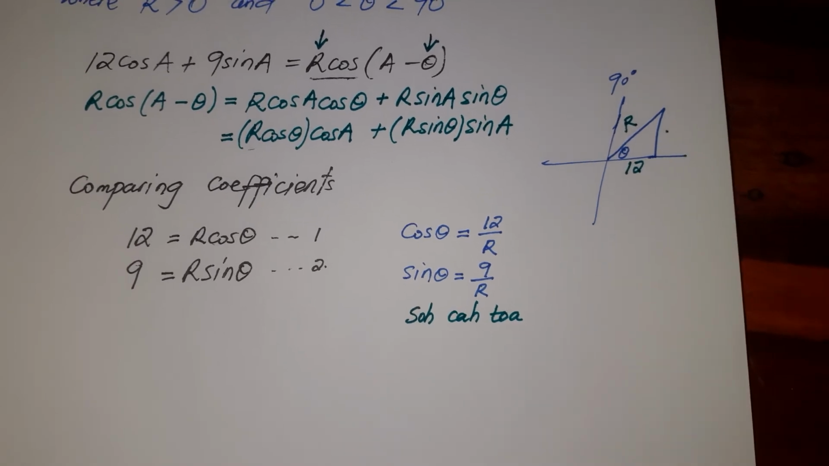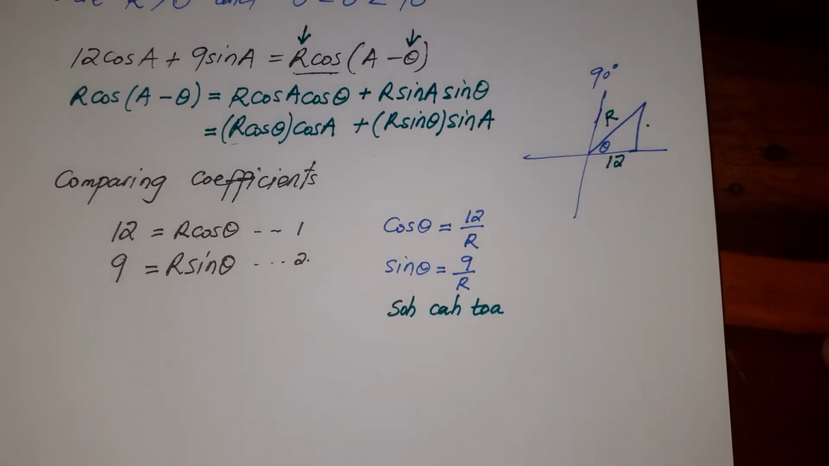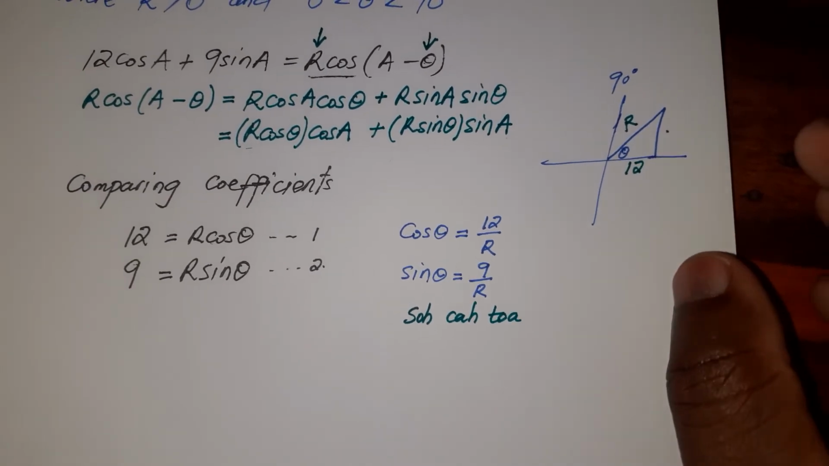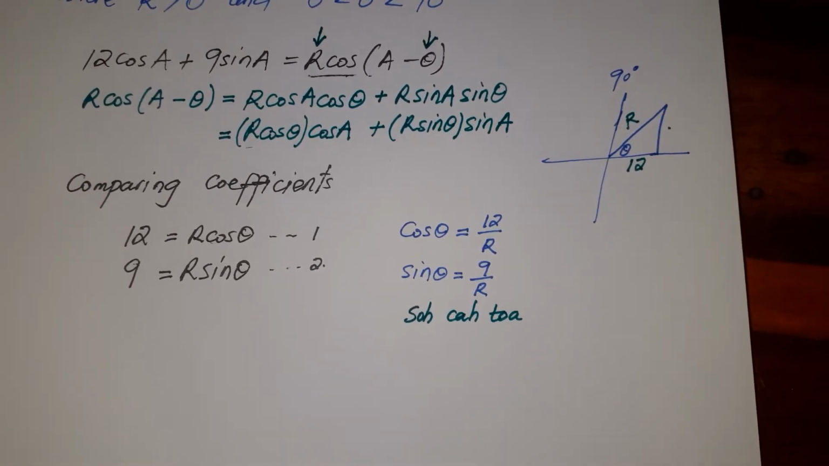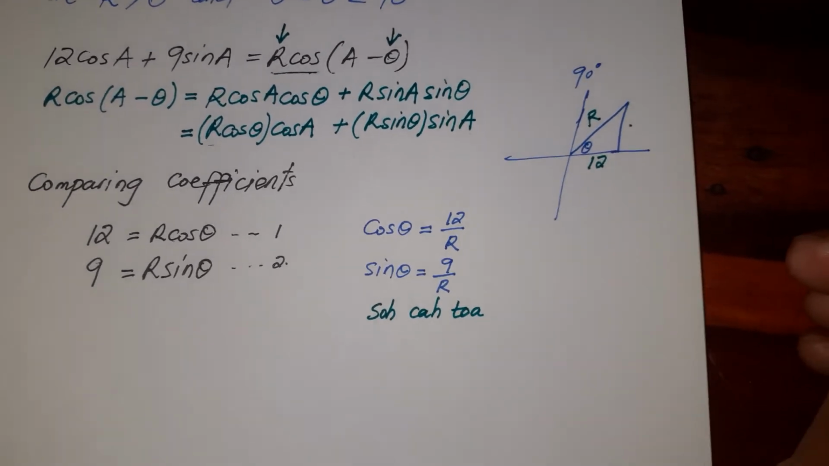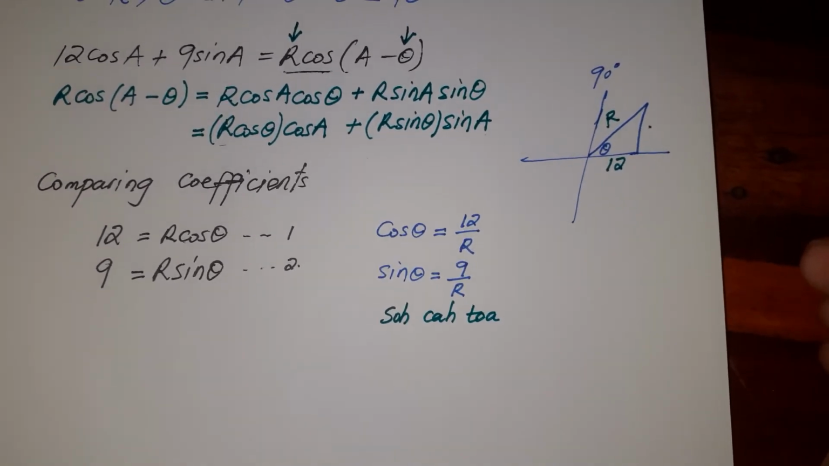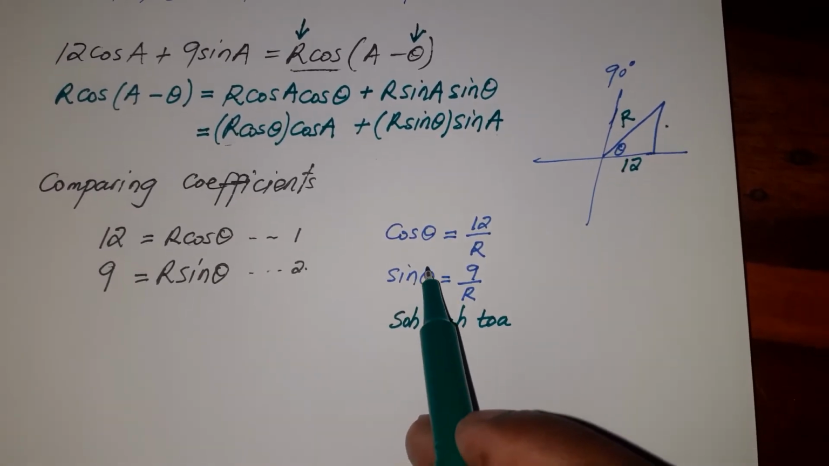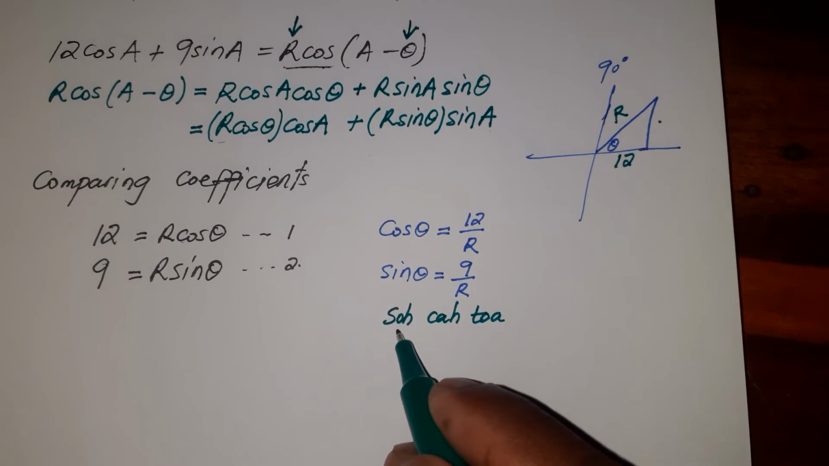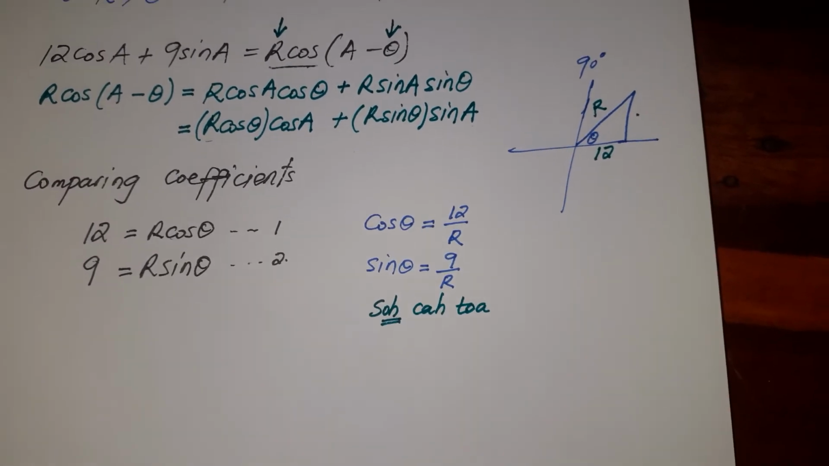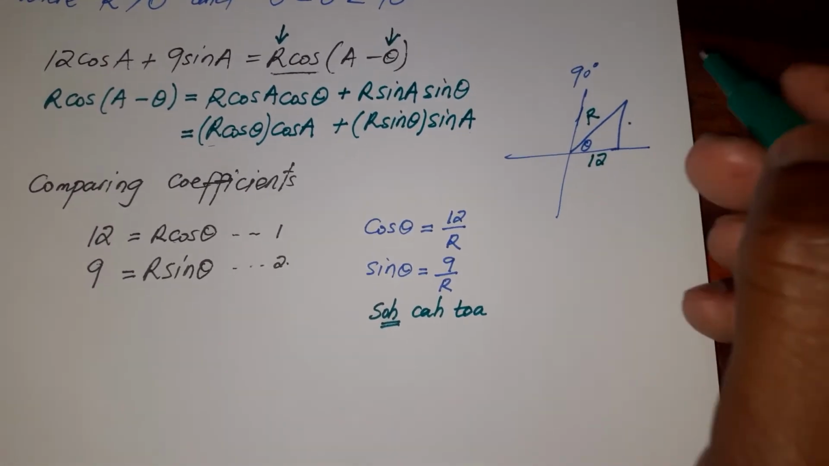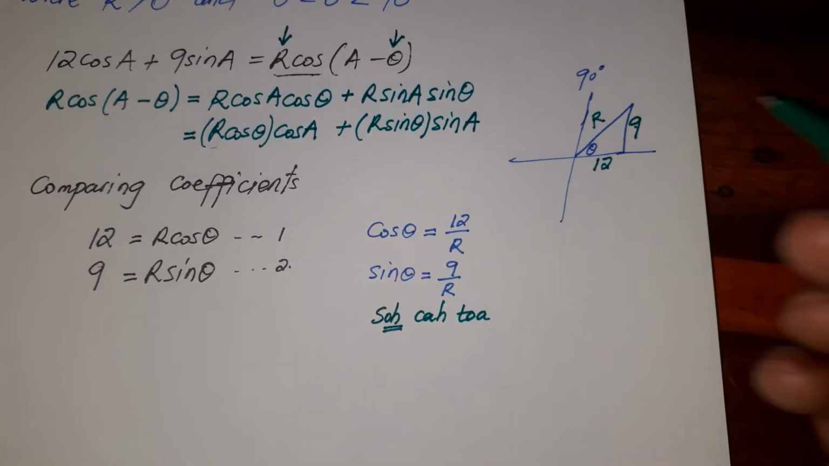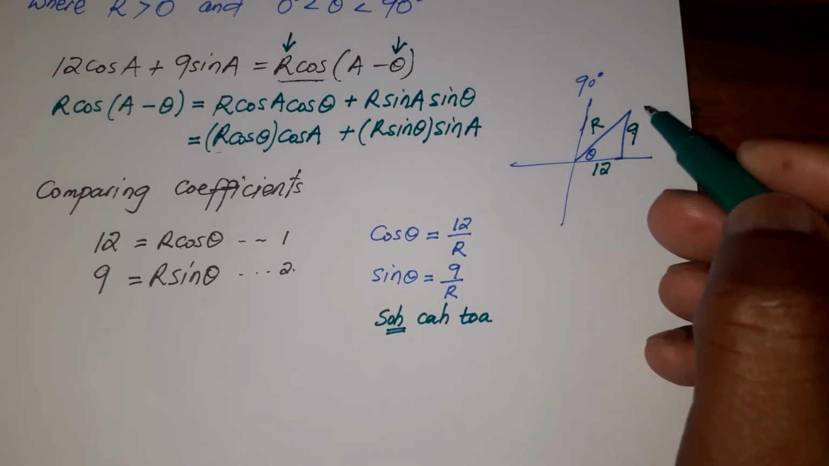Can we find that? Yes, we can. Now how do we find it? At the moment, let's leave it like that. Now what we can also do is that our sine is opposite over hypotenuse. Our opposite is this one. Then we have 9 here over hypotenuse, which is R. So R is already there. Then we can now find R.